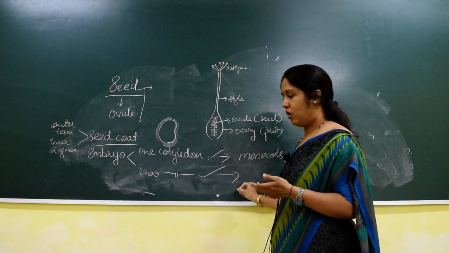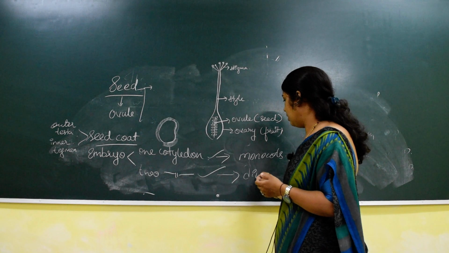Versus dicotyledon, or two cotyledons, they are called dicot.